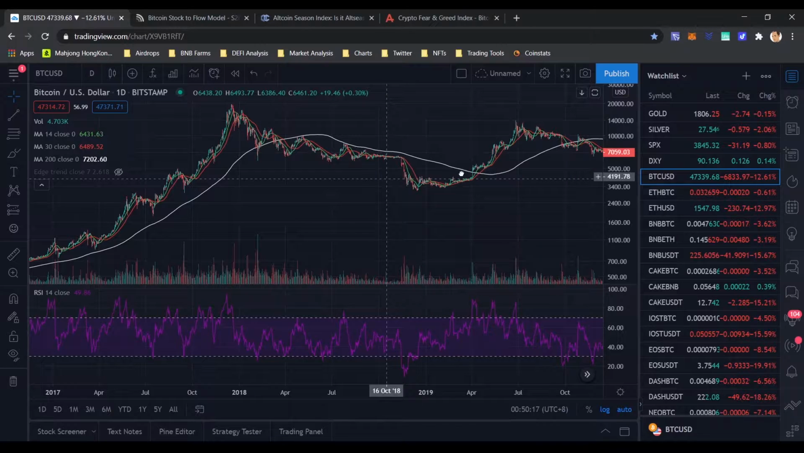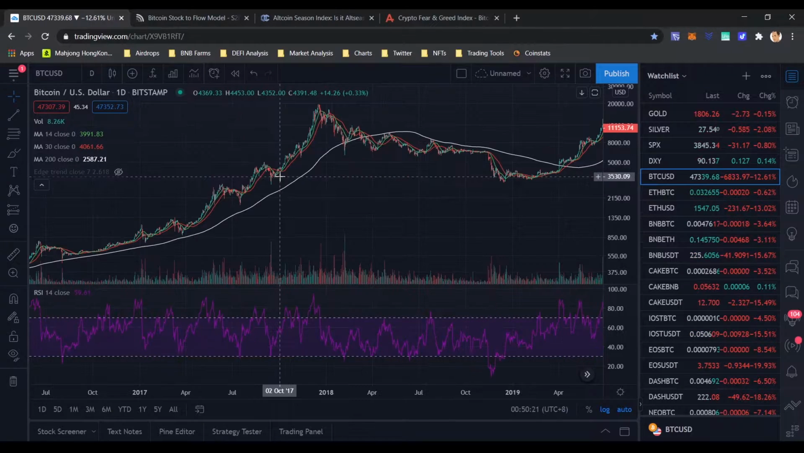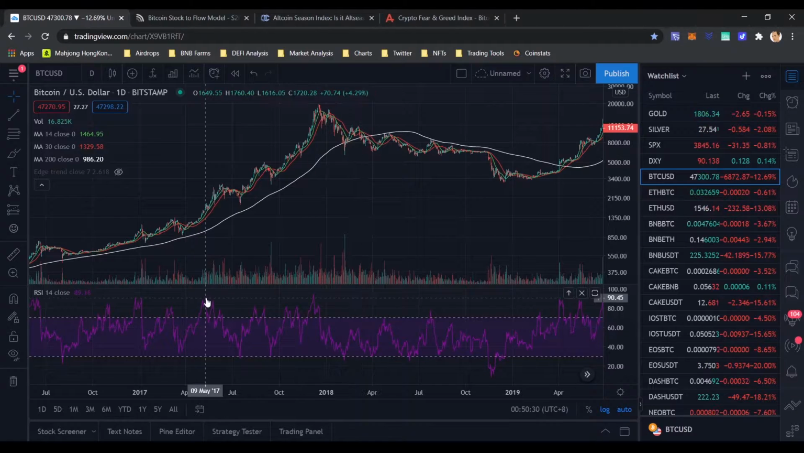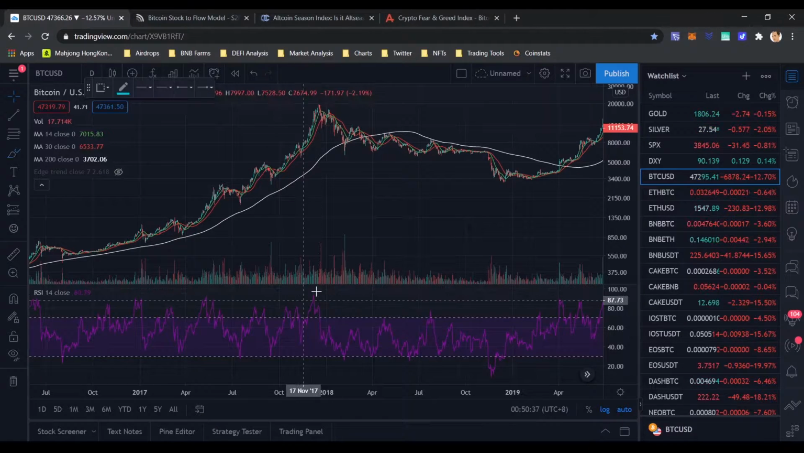For those of you who don't know what the RSI is, it's the relative strength indicator, and this tells us the velocity, or the amount of people buying or selling. We can use this to tell when a market is overbought or oversold, and this should help us make more informed decisions, but it's not always correct.